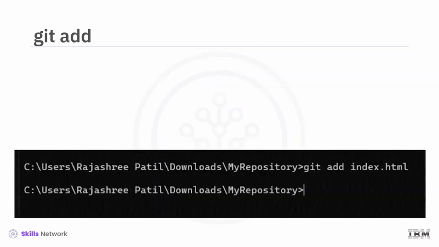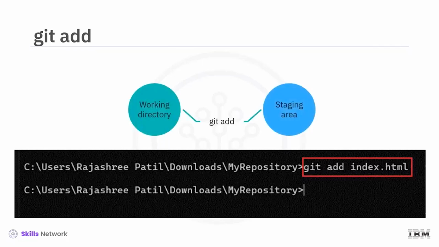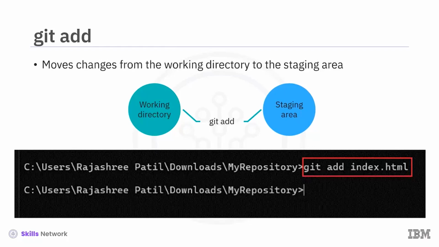You can create a new HTML file that has the necessary content. Let's say you create index.html file. Now, add this newly created file to the staging area using git add command. This command moves changes from the working directory to the staging area.